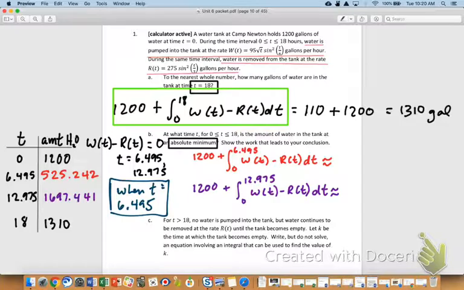So let's tackle C. In my view, A is medium difficulty, B a little more difficult, and C probably the most difficult of this little set. C says, for T greater than 18, no water is pumped into the tank. So in other words, W of T turns off. Water continues to be removed, so R of T does not turn off. Water continues to be removed at the rate R of T until the tank becomes empty. Let K be the time at which the tank becomes empty, some unknown time out there in the distance.